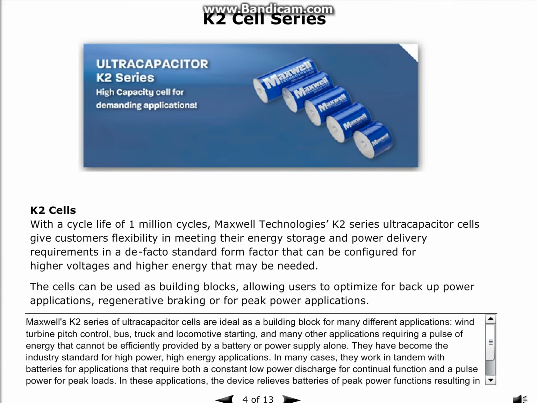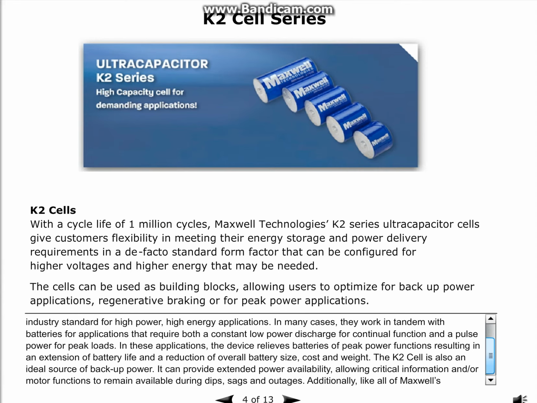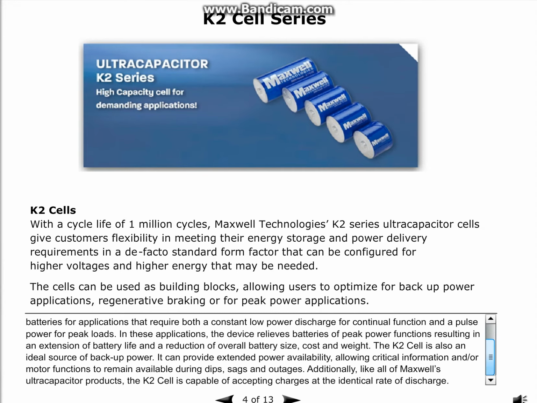Maxwell's K2 series of ultracapacitor cells are ideal as a building block for many different applications: wind turbine pitch control, bus, truck, and locomotive starting, and many other applications requiring a pulse of energy that cannot be efficiently provided by a battery or power supply alone. They have become the industry standard for high-power, high-energy applications.